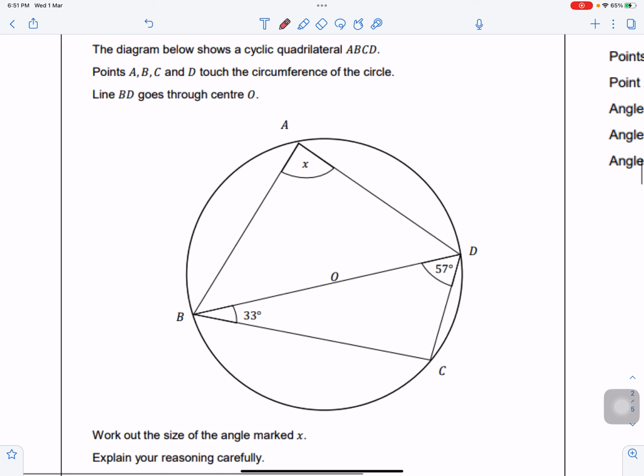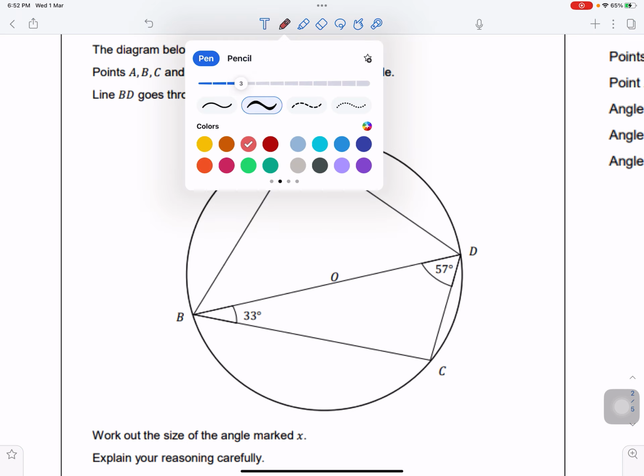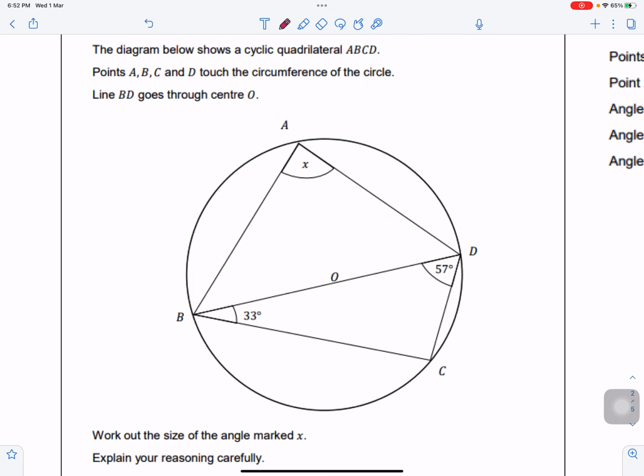Here you have to find the angle x and you have to explain the reason also. Now this is very important. You must know all the reasons by heart. Okay. So ABCD is a cyclic quadrilateral. Cyclic quadrilateral means the four vertices are on the circumference of the circle and opposite angles are equal to what? Supplementary. The sum of the opposite angles is 180 degrees.